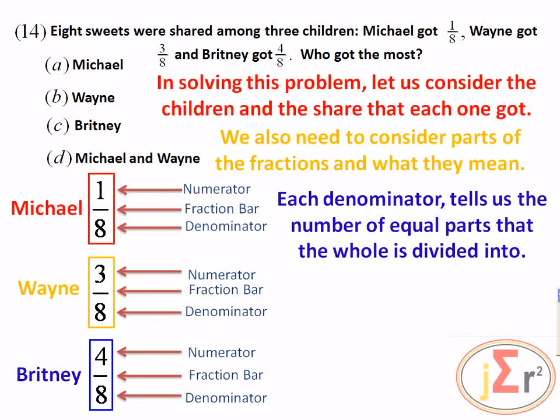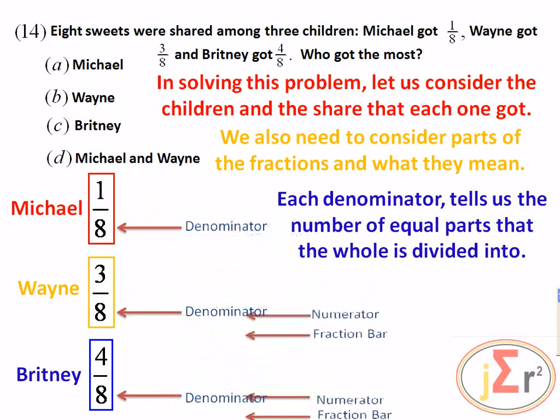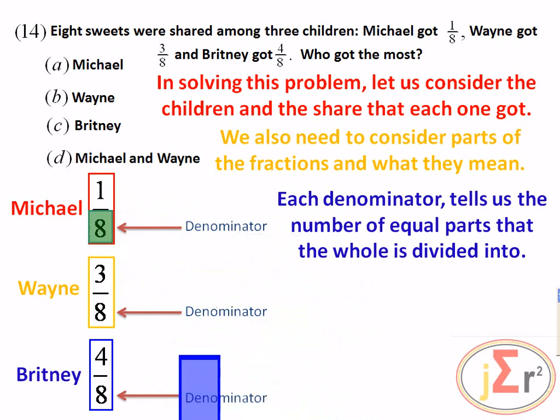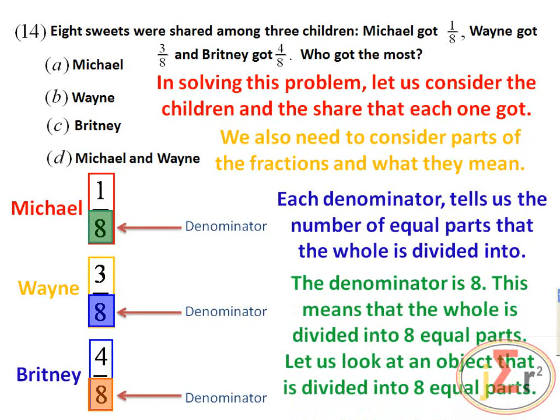And we will divide that single object into 8 equal parts, right? So we have our denominator. What is our denominator? 8. 8 is our denominator. And the denominator tells us the number of equal parts that the whole is divided into. The denominator is 8. This means that the whole is divided into 8 equal parts. Let us look at an object that is divided into 8 equal parts, because the 8 that we have here tells us that it is divided into 8 equal parts.